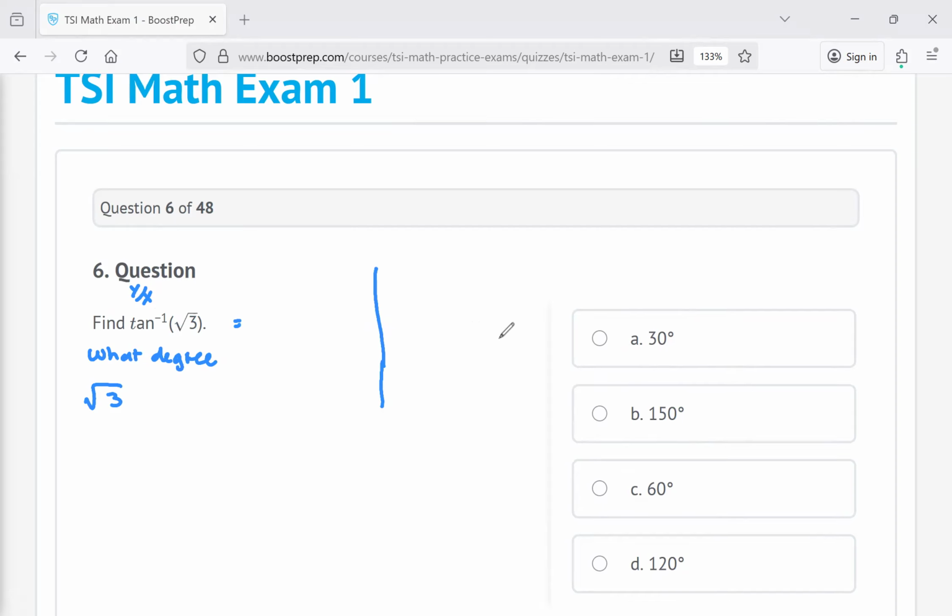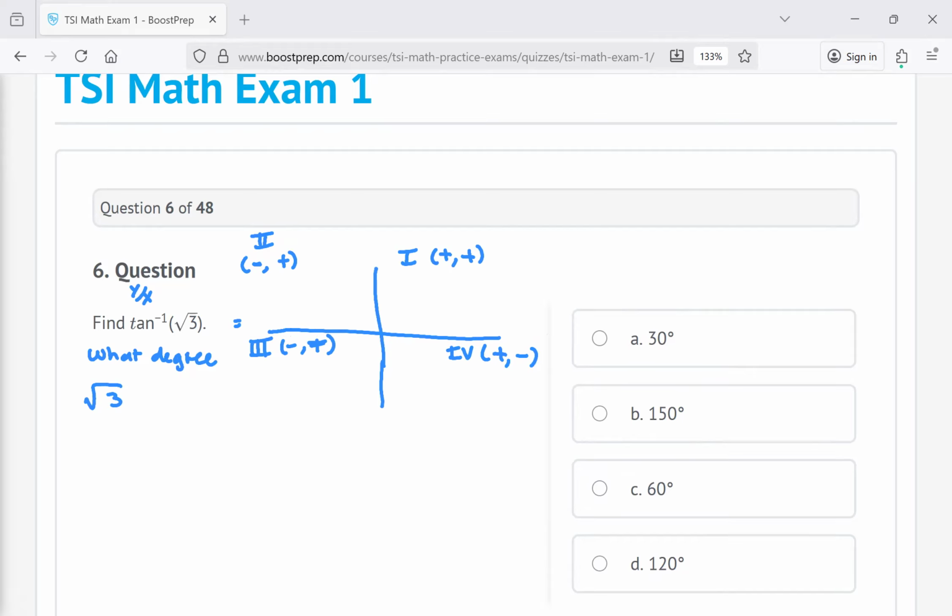So what I would do first is figure out which correct quadrant we can use. Could we use quadrant one? Well, let's see. Cosine is positive. Sine is also positive. Could we use quadrant two? Cosine is negative. Sine is positive. Could we use quadrant three? Cosine is negative and sine is also negative. Could we use quadrant four? Cosine is positive and sine is negative.